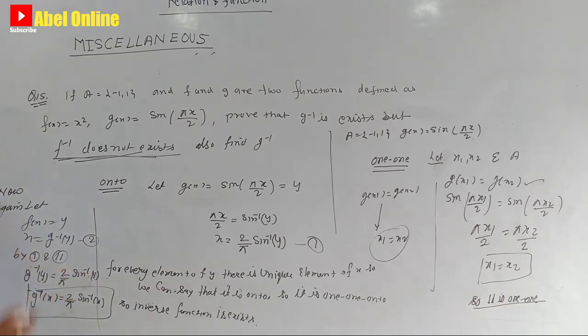If g of x equals y, then x equals g inverse y. So by the first and second, we can say that g inverse y equals 2 upon pi sin inverse y, and g inverse x equals 2 upon pi sin inverse x.